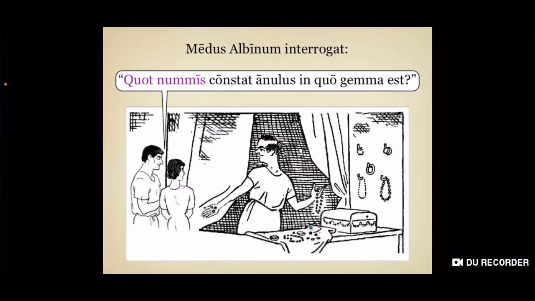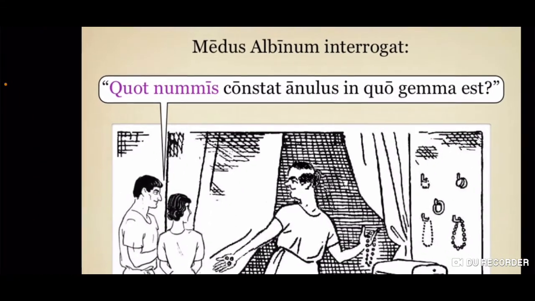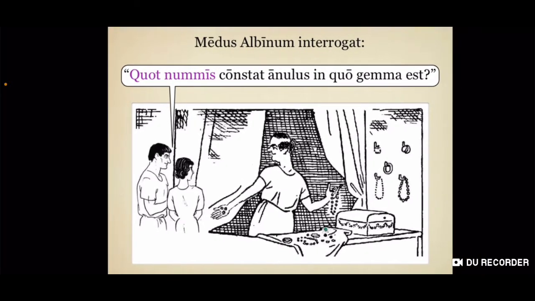Medus Albinum interrogat. Medus ex Albino: Quod numis constat annulus in quo gemmae? How many coins is the cost of the rings in which there are gems? You don't have to have habit in it, but it makes sense. We have a new word, constat, cost. Basically saying in which there are gems. Numis, how many coins it costs. Constat, annulus in quo gemma, rings in which have gems. How much it costs for the rings that have gems.